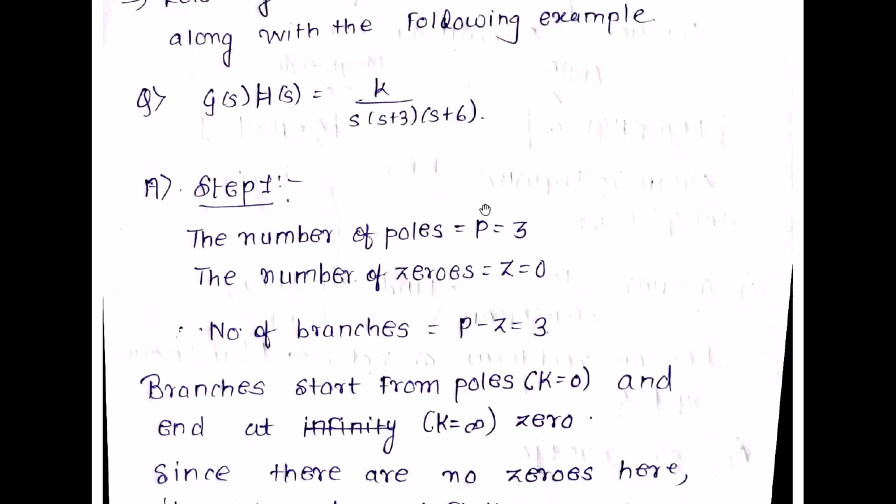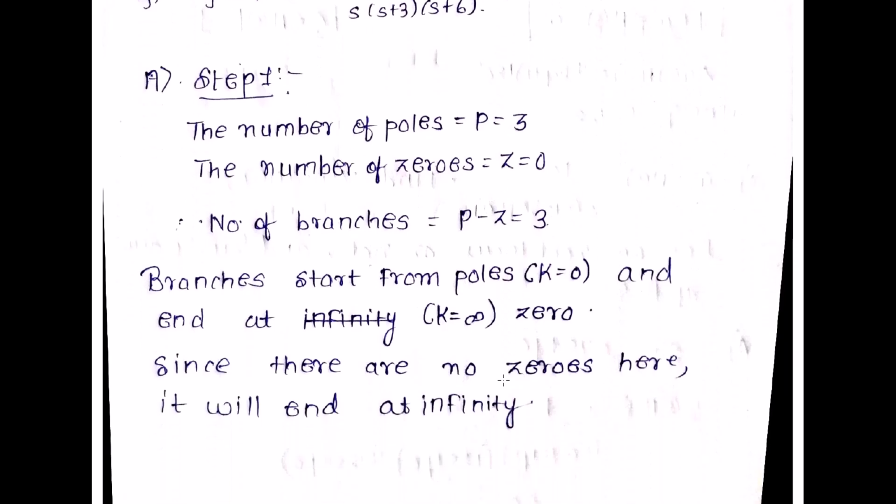So step 1 is to find out the number of poles. The poles are 3, right? S is equal to 0, S is equal to minus 3, S is equal to minus 6. The number of zeros is 0 because there is no zero over here. Hence the number of branches is given as P minus Z, that is 3 minus 0 is equal to 3. The branches will always start from the pole and will end at zero. Now I have 3 poles, so the branches will start from the poles. But since there are no zeros for them to terminate at, they will end at infinity. I hope I am very clear to you.